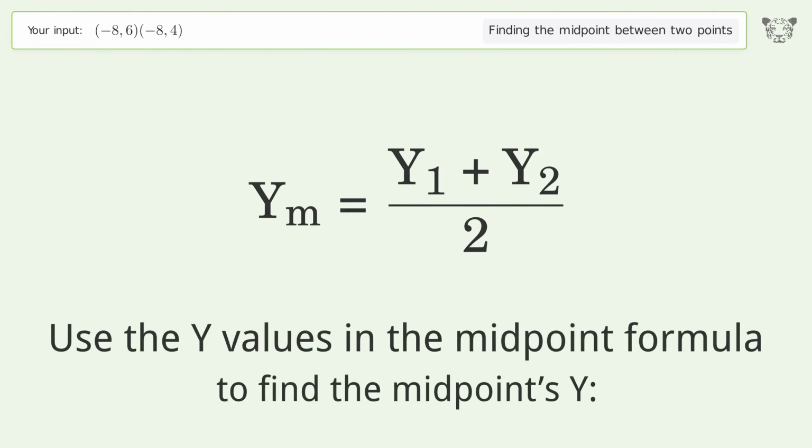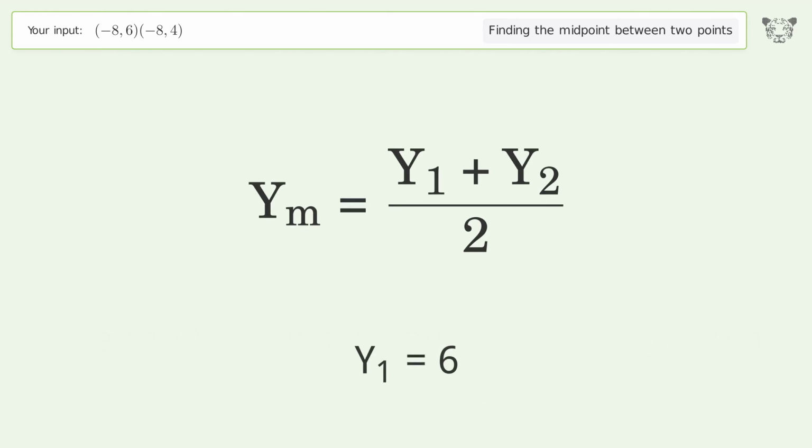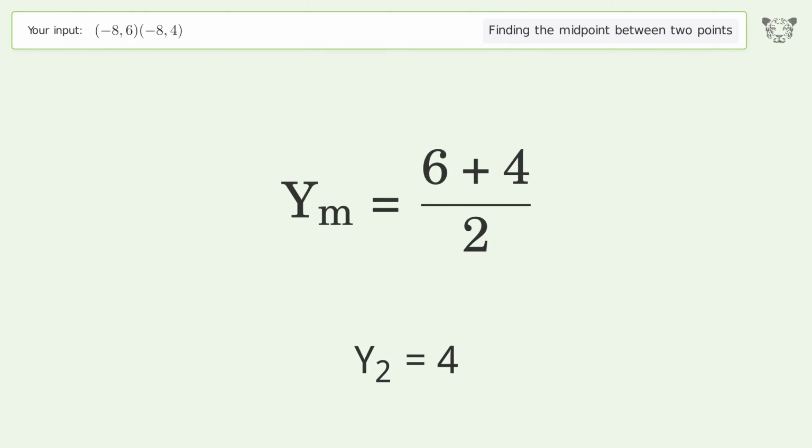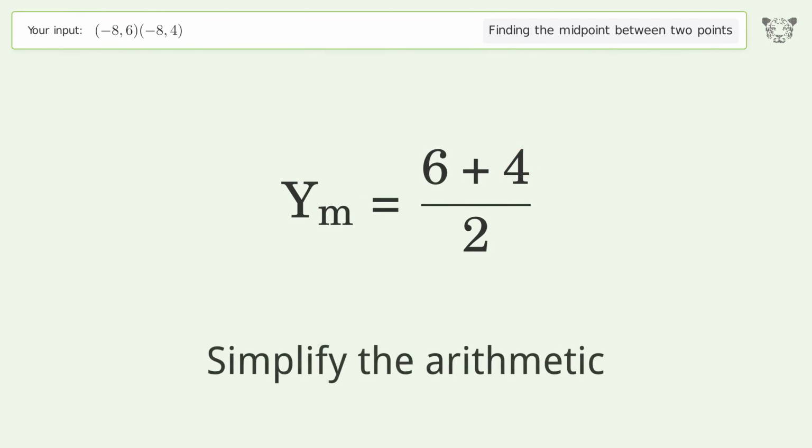Use the y values in the midpoint formula to find the midpoint's y. y1 equals 6. y2 equals 4. Simplify the arithmetic.